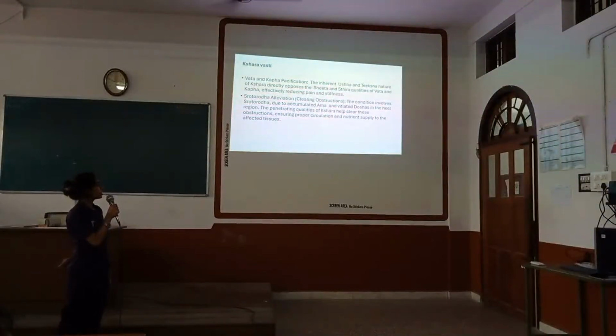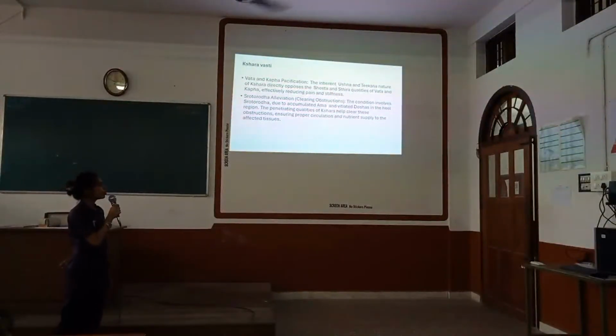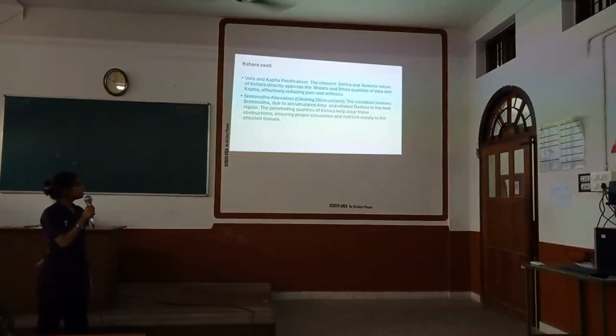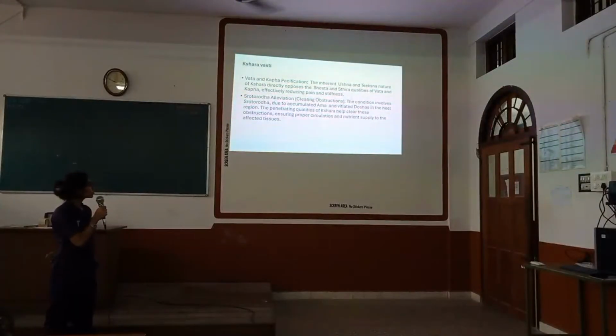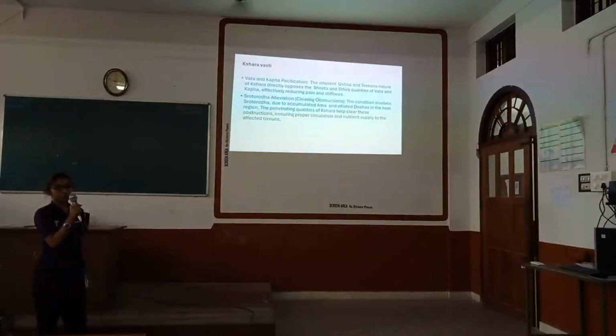Srotorodha alleviation, which means clearing the obstructions. The condition involves Srotorodha due to the accumulation of Ama and vitiated dosha in the heel region, and the penetrating property of the Kshara helps to clear these obstructions, ensuring proper circulation and nutrient supply to the affected tissue.